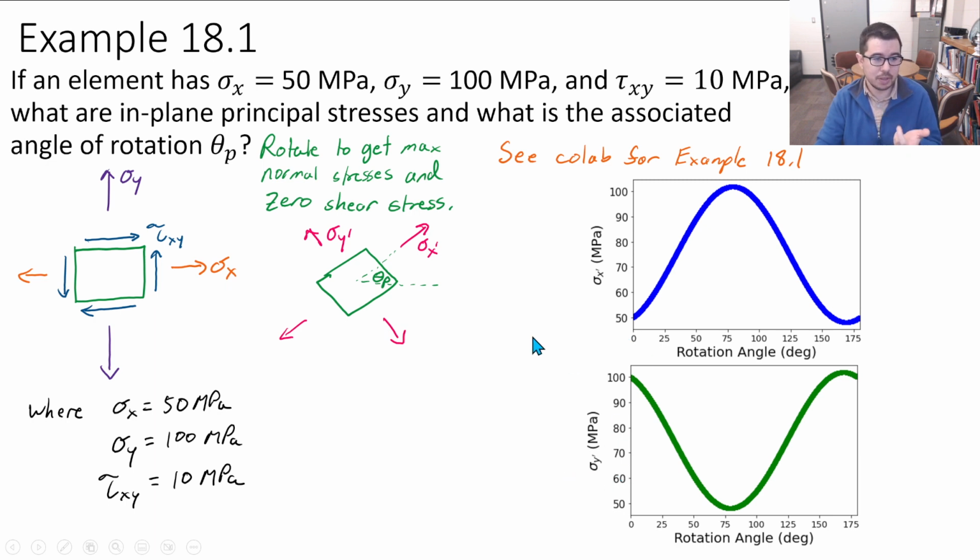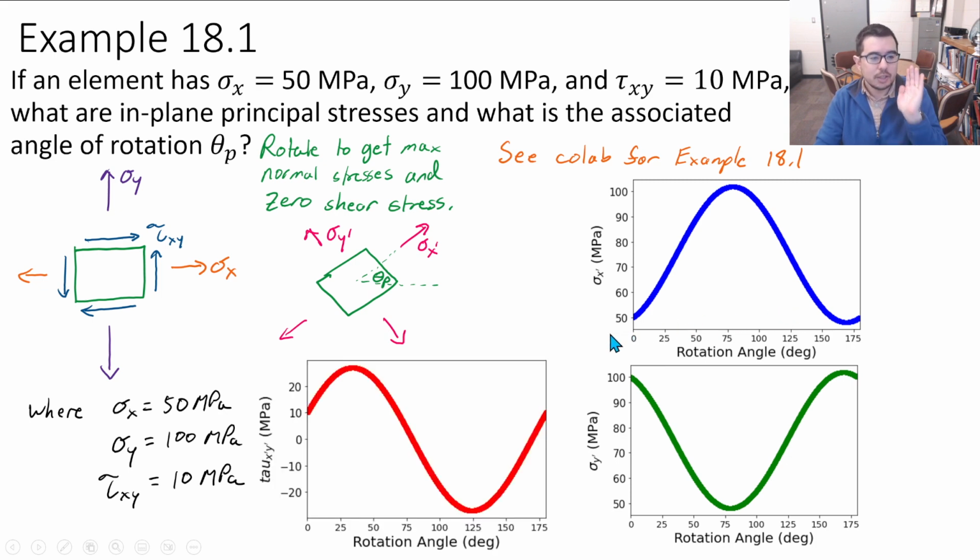Okay, but we have sigma x primes and sigma y primes, and we're looking for very specific ones where we have zero shear stress when we're talking about in-plane principal stresses, and we essentially have only normal stresses. We've got to find this orientation, or these orientations. So let's take a look.